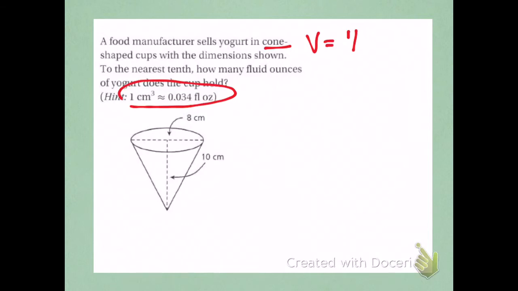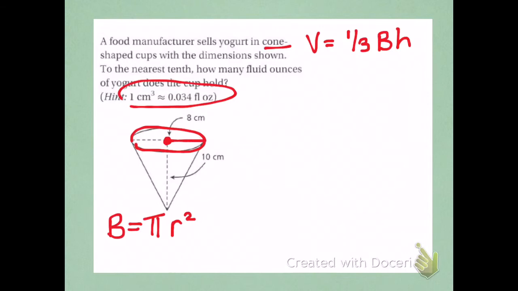So we're going to use the formula 1/3 times the area of the base times the height. So if I want to find the area of my base, that's a circle. So that's going to be pi times r squared. R stands for radius. So that goes from the center of the circle to a side. So that would be half of 8. So pi times 4 squared. So my area of my base is 16 pi.